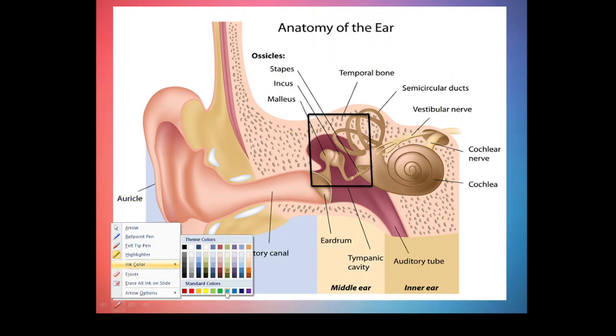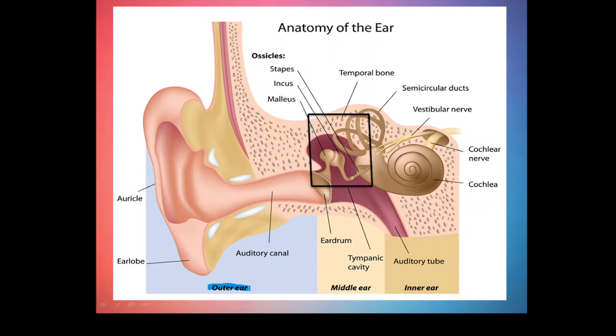So we have come to the outer ear and then the middle ear. Now it's time to explore the inner ear. Inner ear, it consists of the cochlea. The main part is the cochlea here.